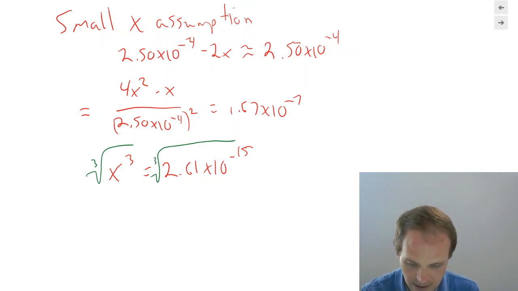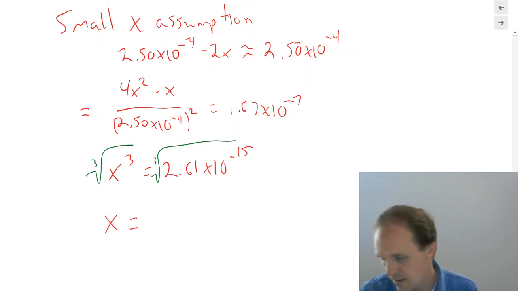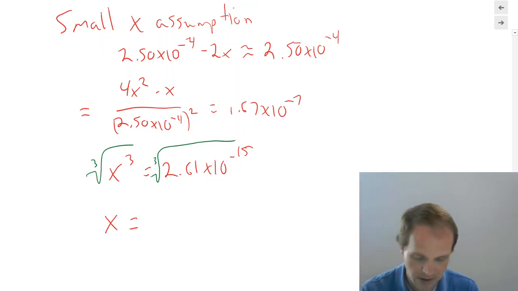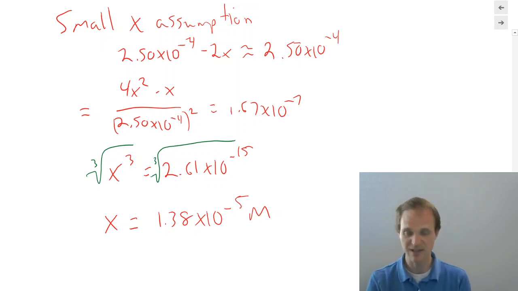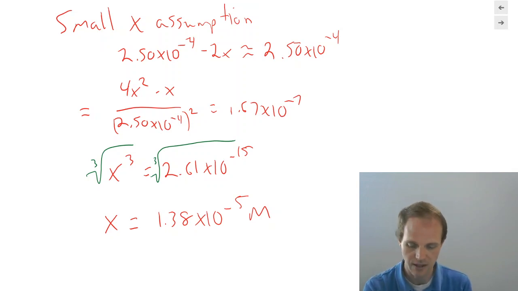And I get that x is equal to 1.38 times 10 to the minus 5th molar. Okay, that's a pretty darn small value. We definitely got a small x, but what do we always have to do? We always have to check our assumption. So we're going to check the assumption.